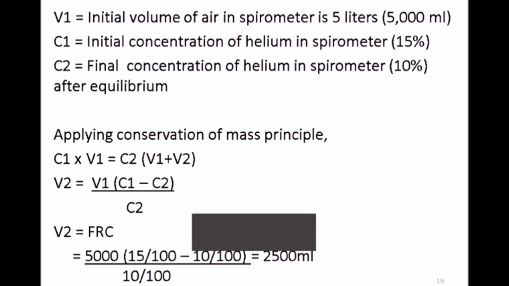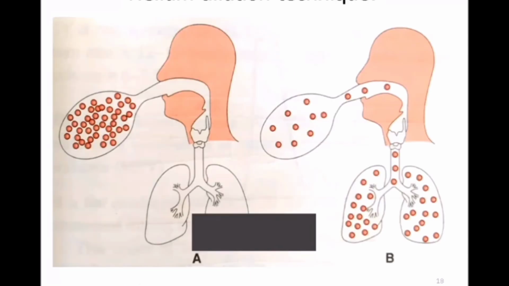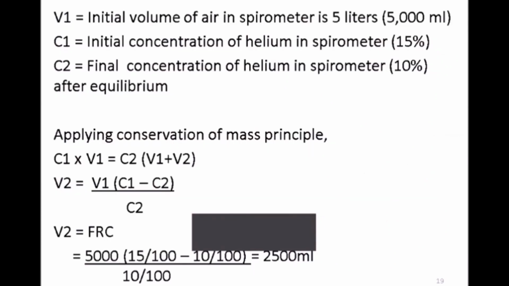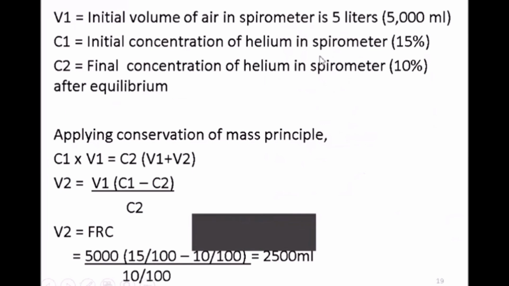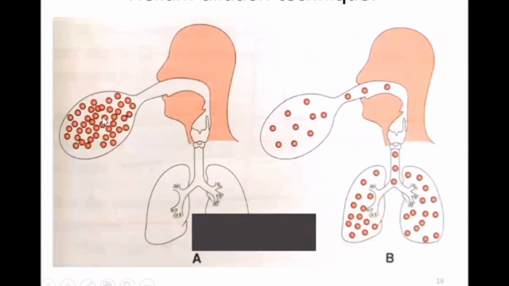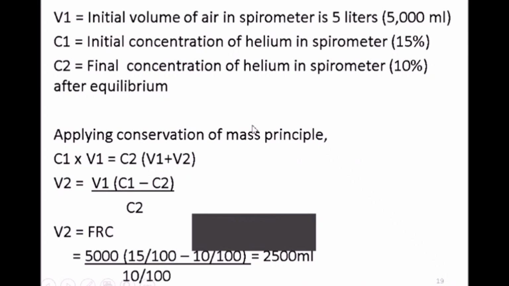This diagram shows the procedure. Assume the value of V1 is 5000 ml and C1 is 15%. The final concentration of helium is less, because the concentration here was 15% and this is only 10%. That is C2. V1 is around 5000 ml, so we have to calculate V2. We have a formula: C1 into V1 is equal to C2 into V1 plus V2.